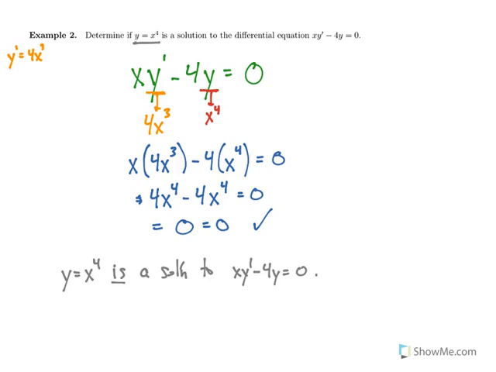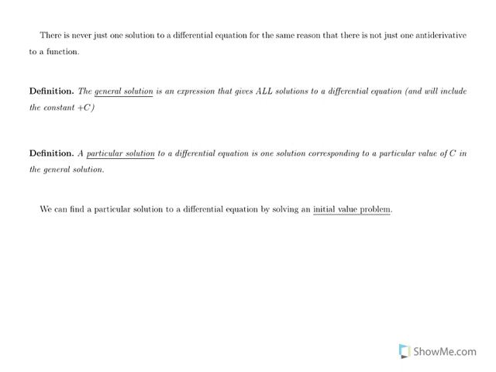This does not mean that it is the only solution. In fact, it is not the only solution, but we do know it is a solution. And that's how we're going to check if something is a solution or not. As I just said, there's never going to be just one solution to a differential equation. We can think about why this is true, as it's the same reason why there's not just one antiderivative to a function.